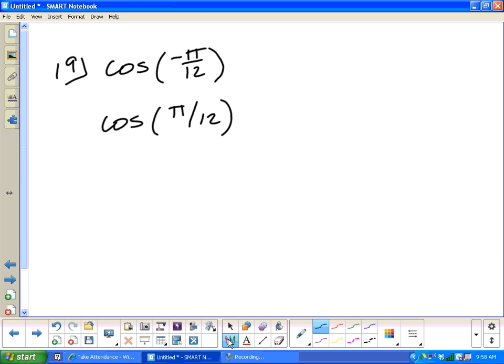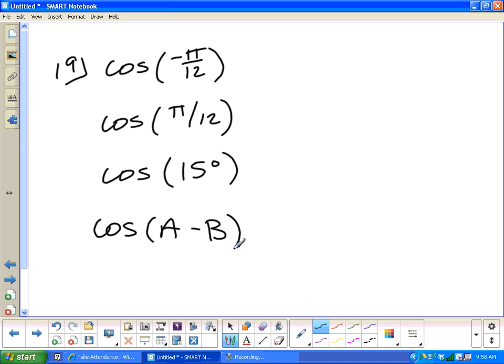Now, we just said in the last problem that we did that pi over 12 is 15 degrees. So let's write it as cosine 15 degrees. Since 15 degrees is so small, I'm going to use a difference formula. So I'm going to use cosine of A minus B, which is cosine A cosine B plus sine A sine B. We want to use the same two angles that we used last time, which was 45 and 30.